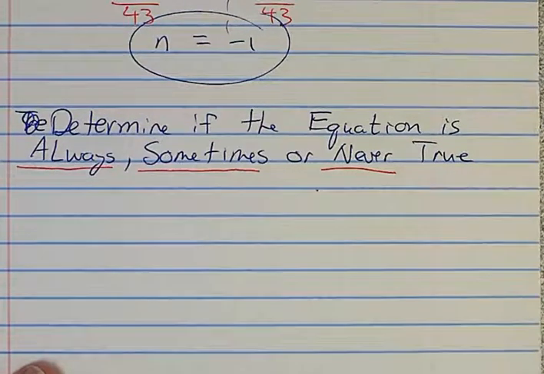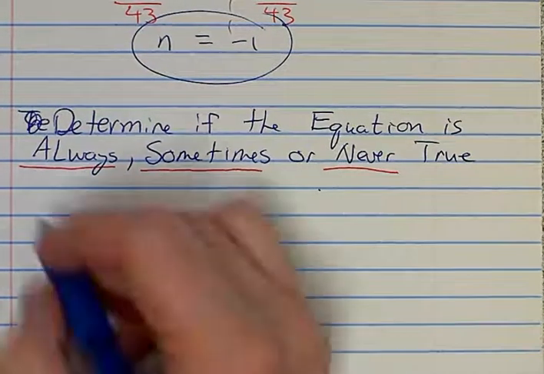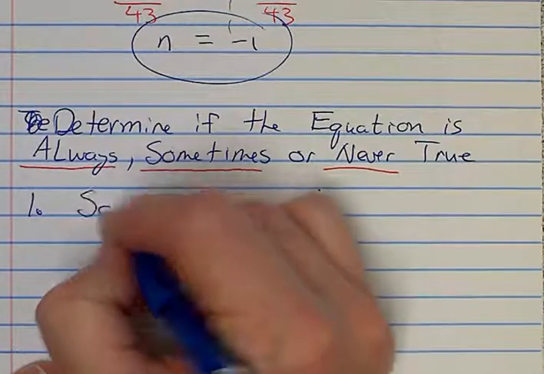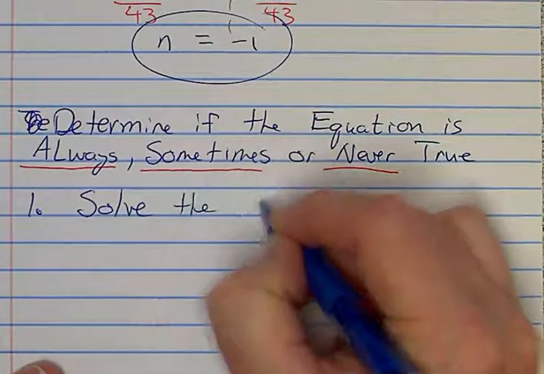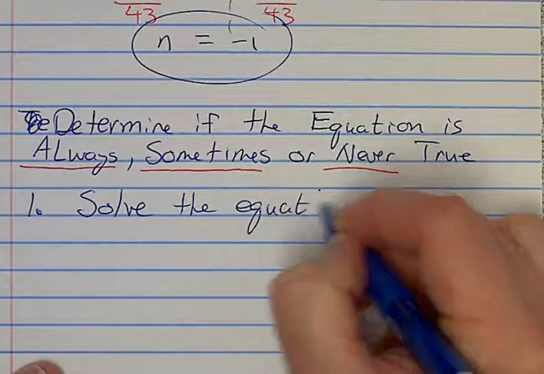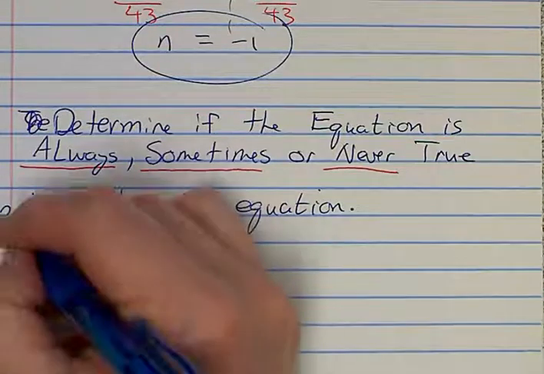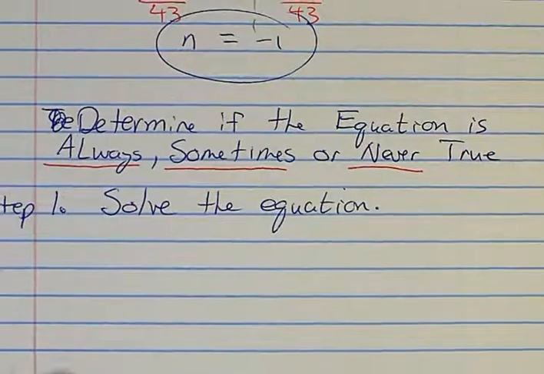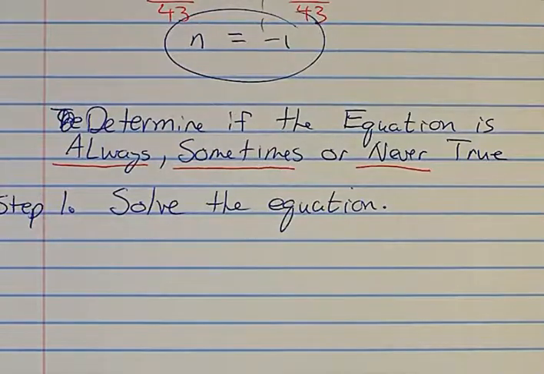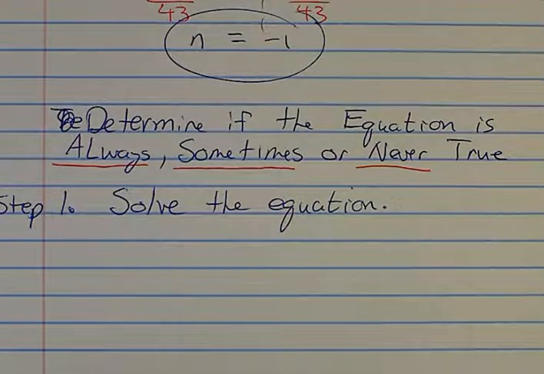Here's what you have to do for one like this. Very first thing, step one, is you're going to solve the equation. So it's still solving equations, but with a little twist to it. After you solve the equation, then you've got to look at it. And this is where you've got to dig into it and figure out exactly what's happening.